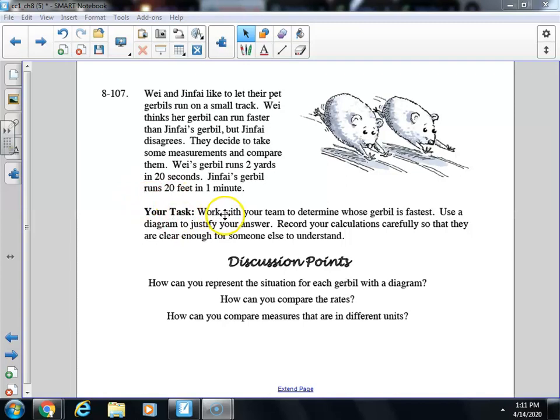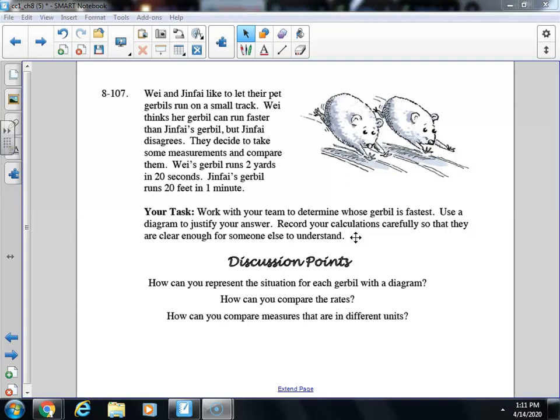With your team, we want to determine whose gerbil is the fastest. Use a diagram to justify your answer. Record your calculations carefully so that they are clear enough for someone else to understand. So Miss Lanza and I are going to take... I call GenFi, so I have Wei. And we're going to talk about whose gerbil is the fastest. And remember, you have to use a diagram to justify your answer.